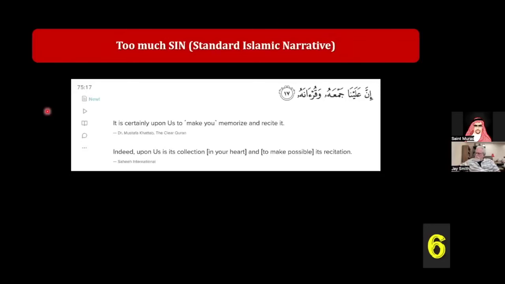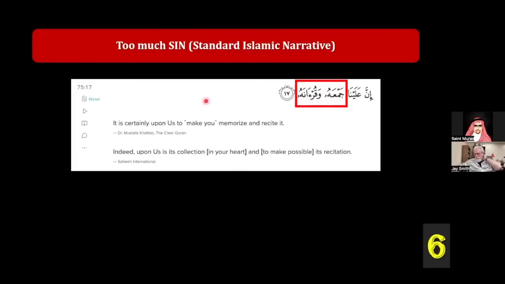This is number 6 here in the PowerPoint, but it's number 1 in this bundle. As you can see here in the Arabic, it says, إن علينا جمعه وقرآنه. جمعه وقرآنه. It's two words. It's combining together and it's reading. It says in the Arabic, surely upon us is its combining or bringing it together, plus its reading.